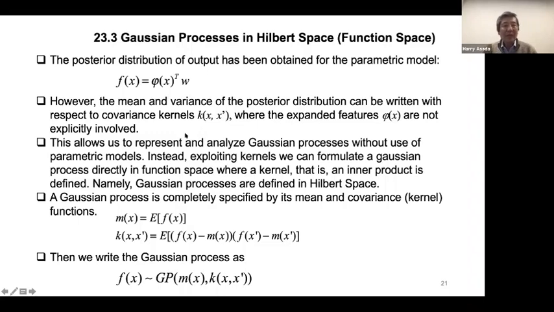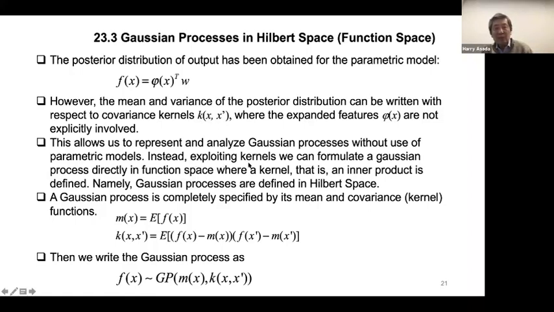This allows us to represent and analyze the Gaussian processes without the use of parametric models. We don't have to go back to this parametric model W, but we start with this kernel. Then it's all set. No matter where this one comes from, parametric model or non-parametric, we don't care, as far as the covariance is given by this kernel. So that's fine.